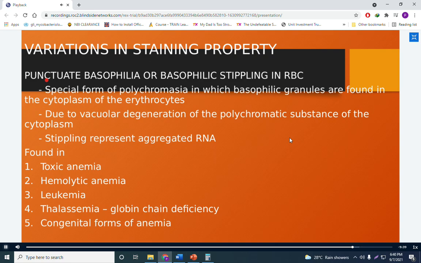Then you have another type, your punctate basophilia or basophilic stippling. This is a special form of polychromasia in which basophilic granules are found in the cytoplasm of the erythrocyte. Kasi anong color ng basophilic granules niya? Do you recall the color? Blue to black. Okay. So imagine yung granules ng basophils niya napunta sa cytoplasm ng erythrocyte. This is usually caused by vascular degeneration.